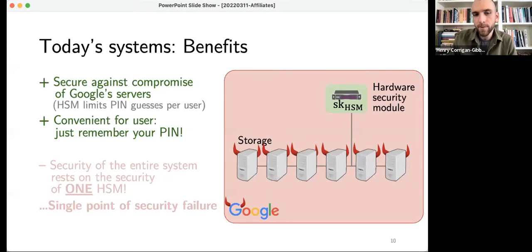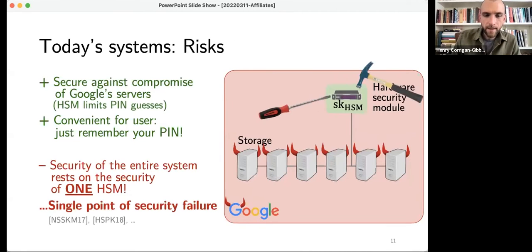And for the user, it's great because all you have to do is remember your PIN. You don't have to carry around any encryption keys, which are difficult to store and kind of cumbersome. So those are the benefits. The drawback is that the security of the entire system rests on the security of the secret key that's stored in the brain of the HSM. So if an attacker can get in and extract that secret key using a physical attack, then it can get everybody's data in the data center.